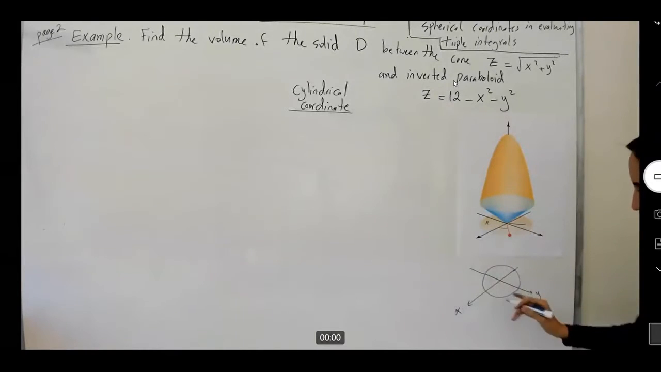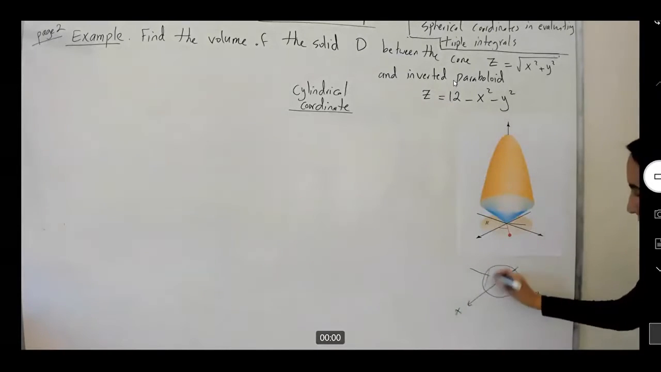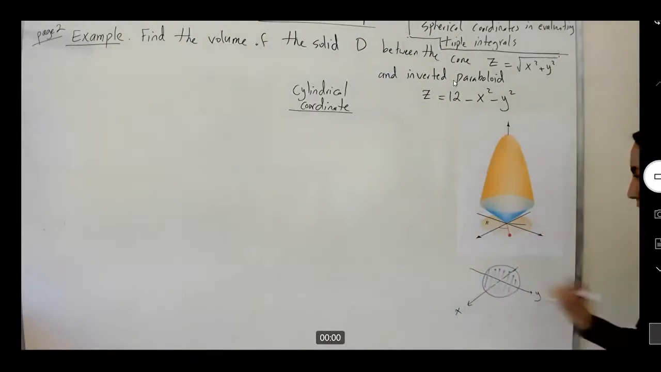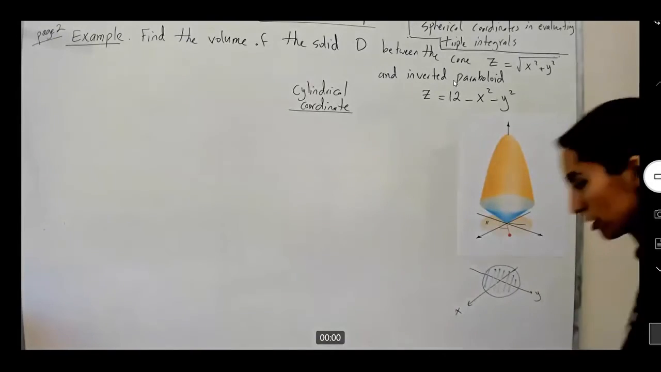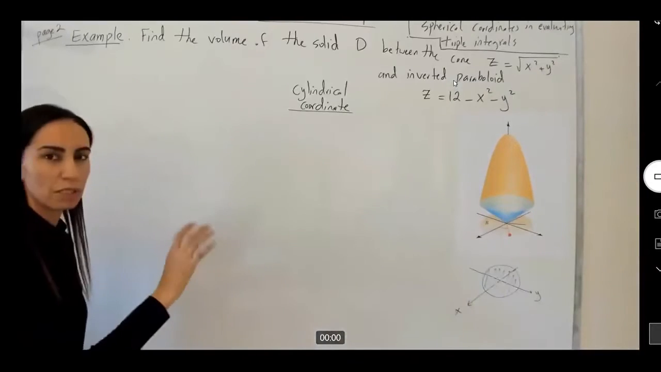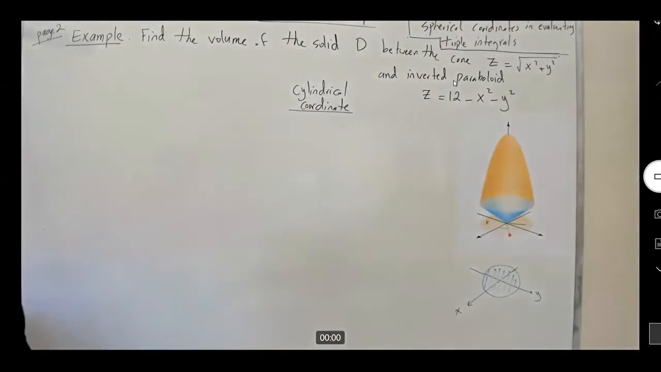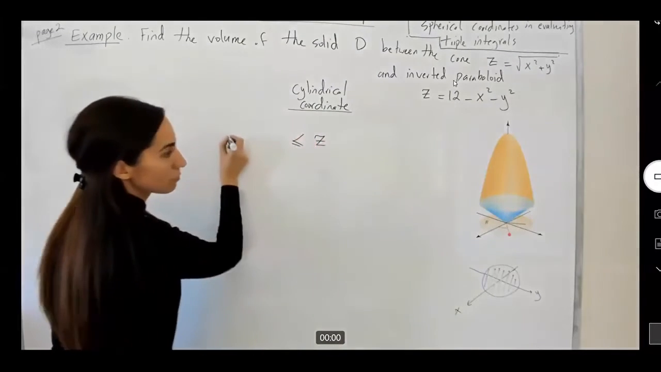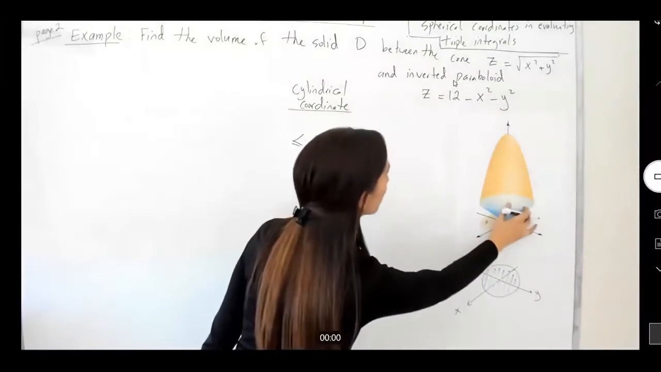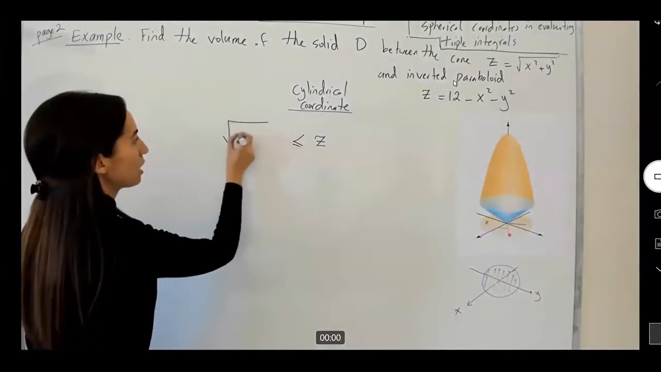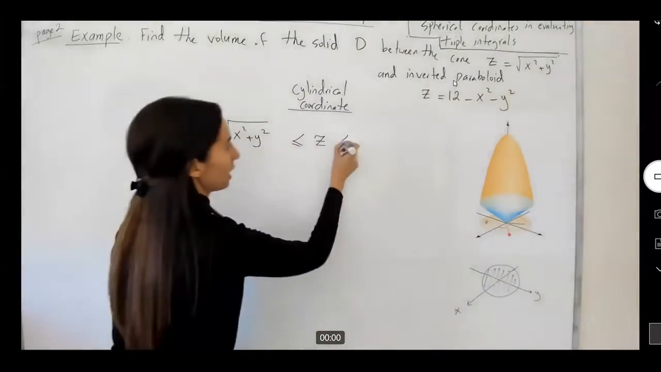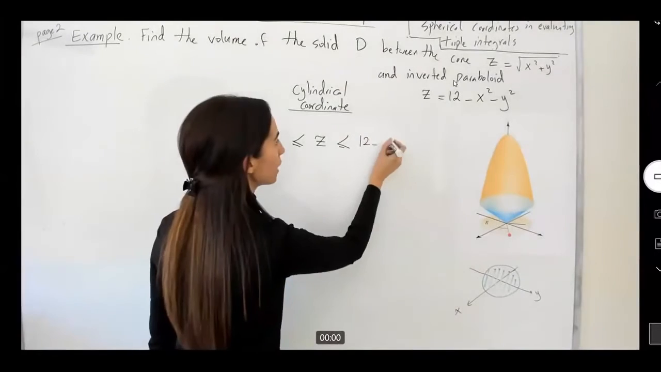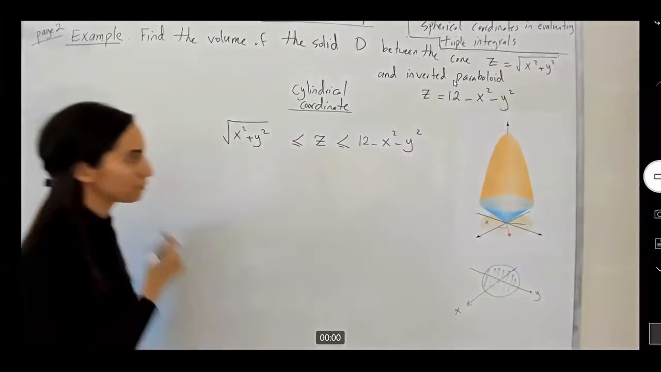So you might say that, hey, by what I see here, theta, or the angle, ranges between 0 to 2 pi, but I'm not really clear on r. What is r? R ranges between what values? So first of all, you can say that z is bounded from below by your cone, square root of x squared plus y squared, and from the top by your inverted paraboloid, which is 12 minus x squared minus y squared.